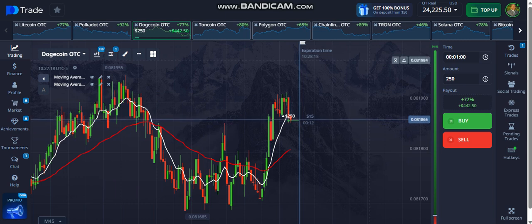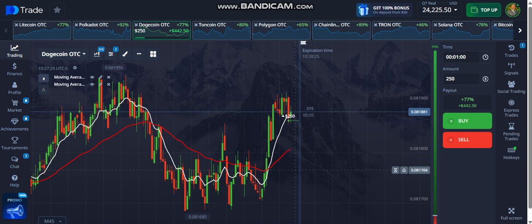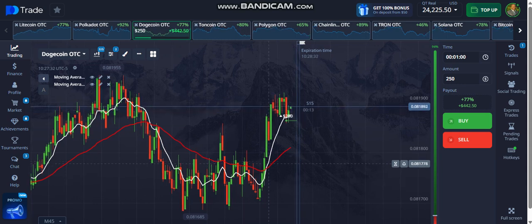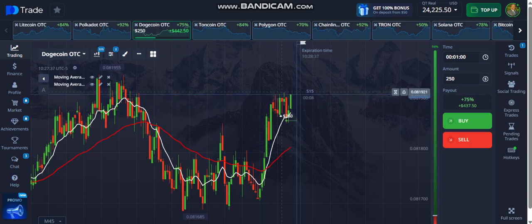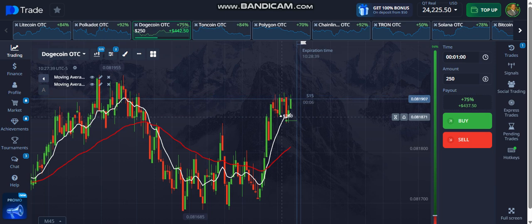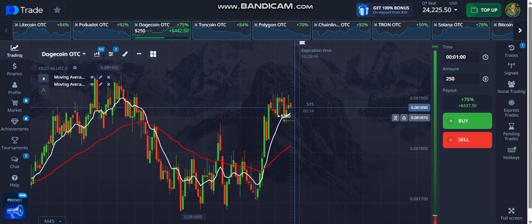Okay, so I'm on Dogecoin right now, and first step, I waited for that first initial crossover of the 10 EMA across the 50, and then patiently waited for the retracement back to the 10 EMA. The price retraced back just like in the previous trades, and let's monitor this trade.